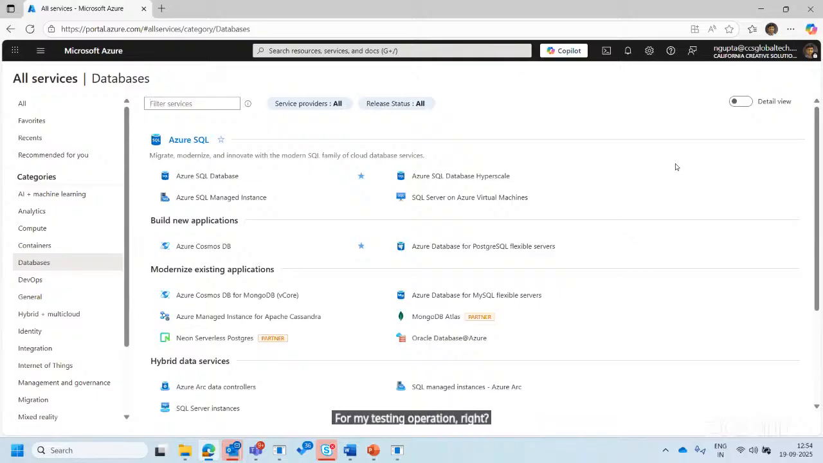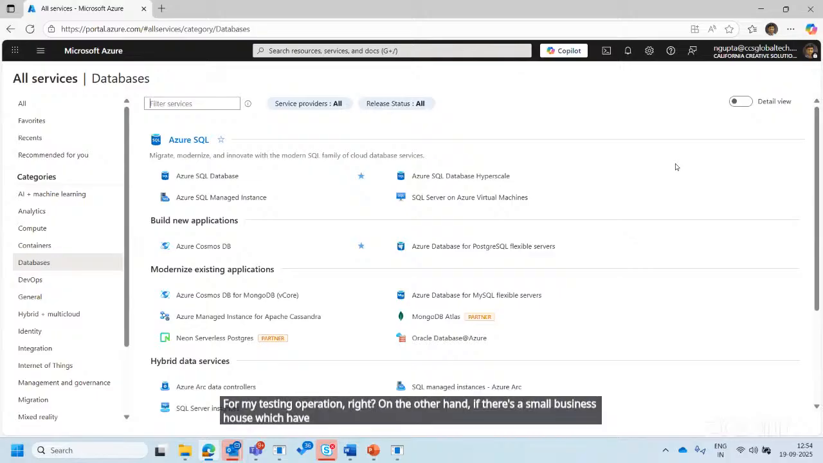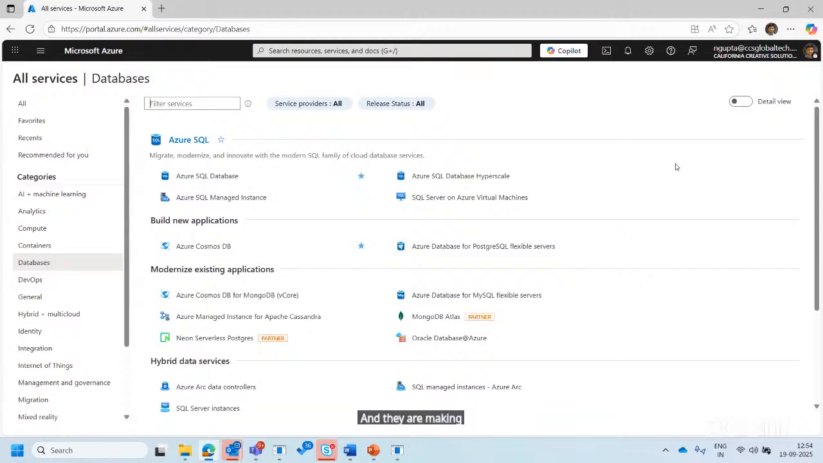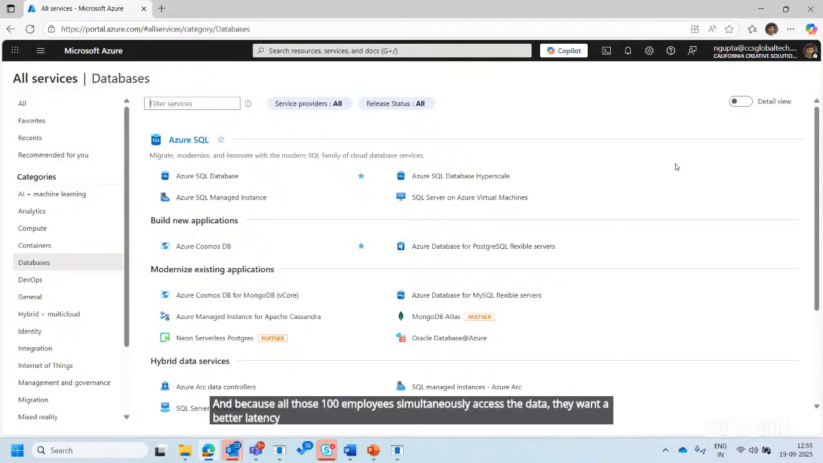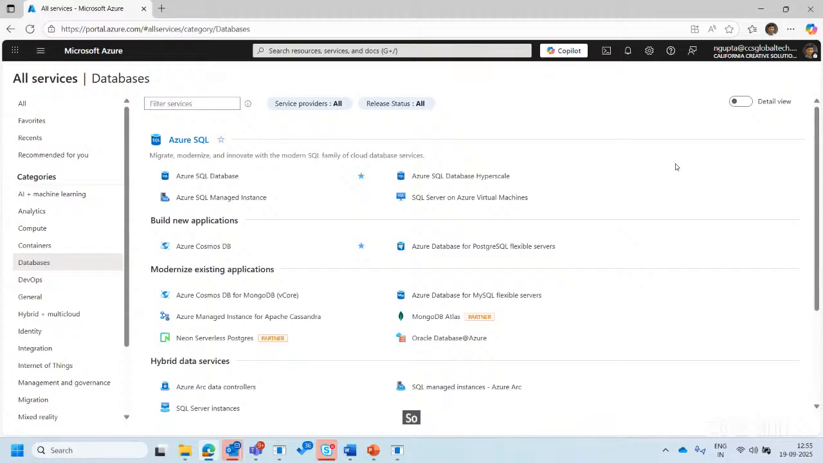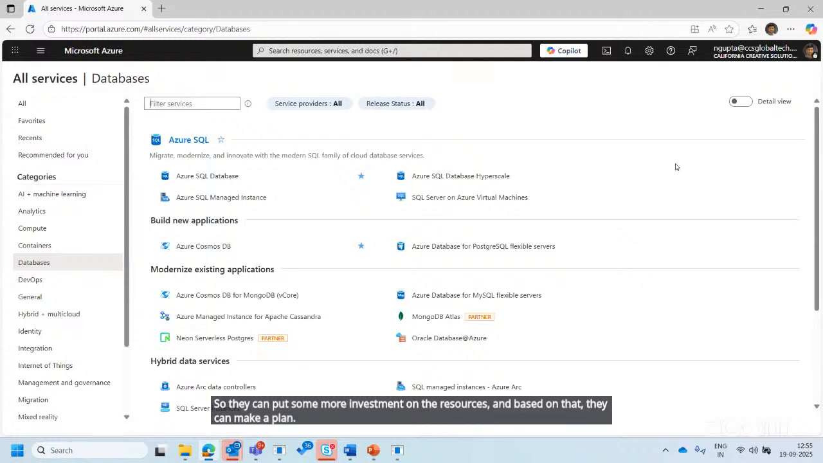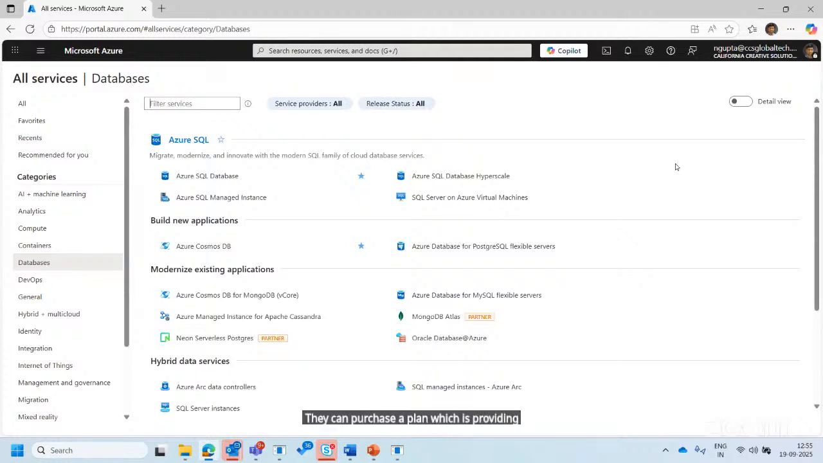On the other hand, if there's a small business house which has 100 employees and they are making a database for their own internal use cases, they want better space, like 250 GB or 500 GB. Because all those 100 employees access the data simultaneously, they also want better latency, right? So they can put some more investment into the resources and, based on that, make a plan. They can purchase a plan which provides the information to 100 employees simultaneously. On the other hand, we can have an enterprise-level company, which might have 10,000 plus employees, right?